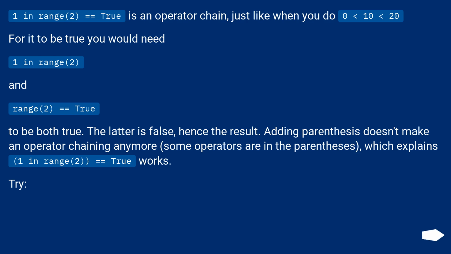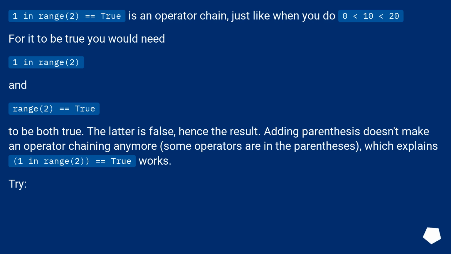1 in range(2) == True is an operator chain, just like when you do 0 < 10 < 20. For it to be True you would need 1 in range(2) and range(2) == True. To be both True, the latter is False, hence the result.